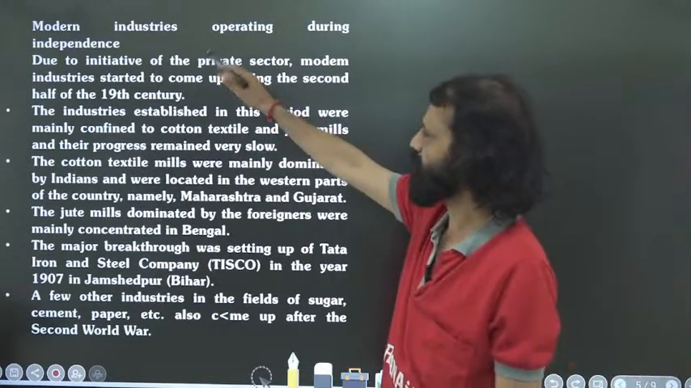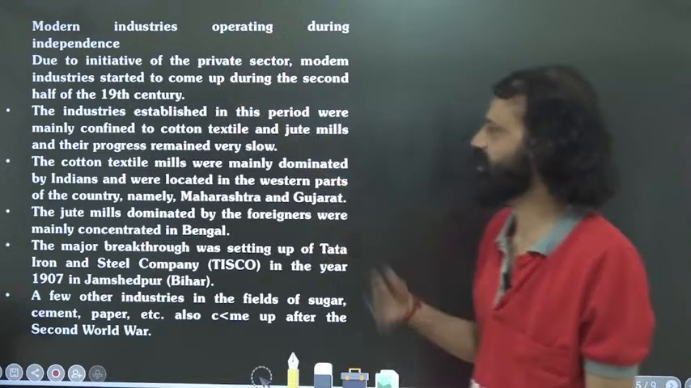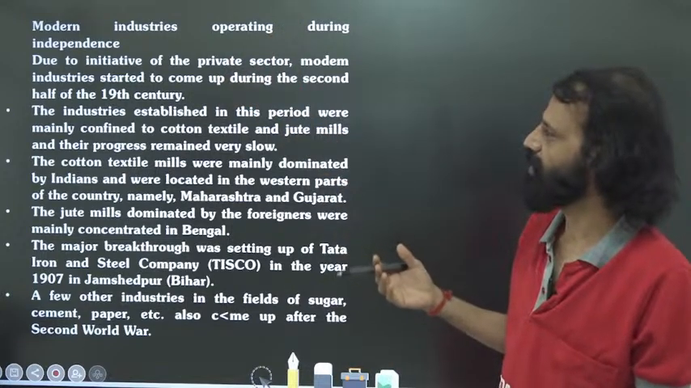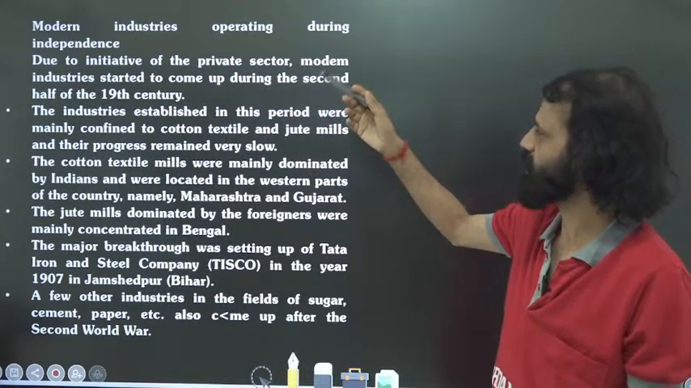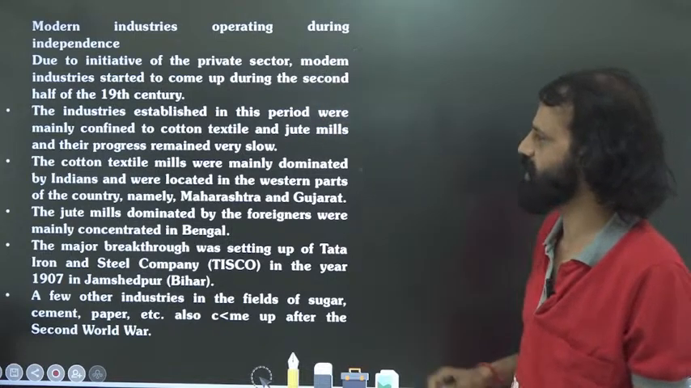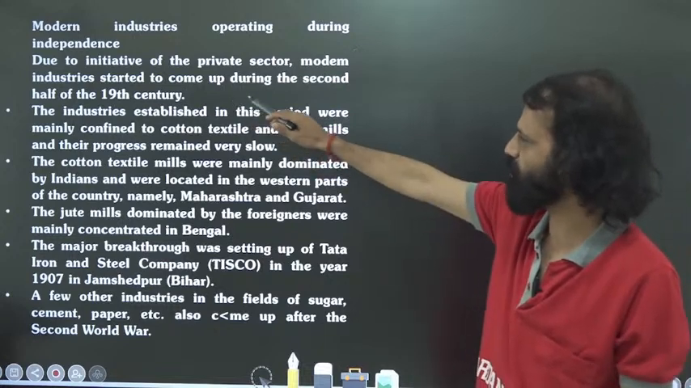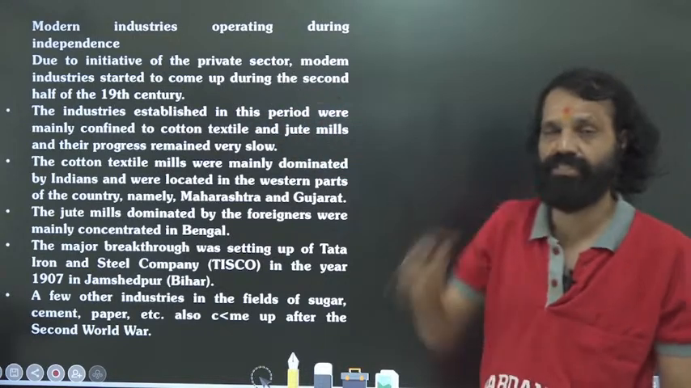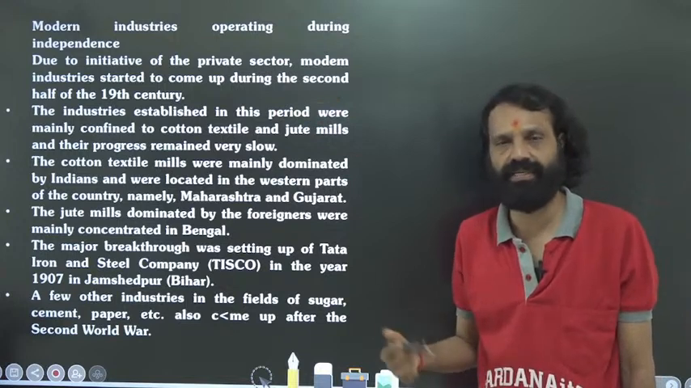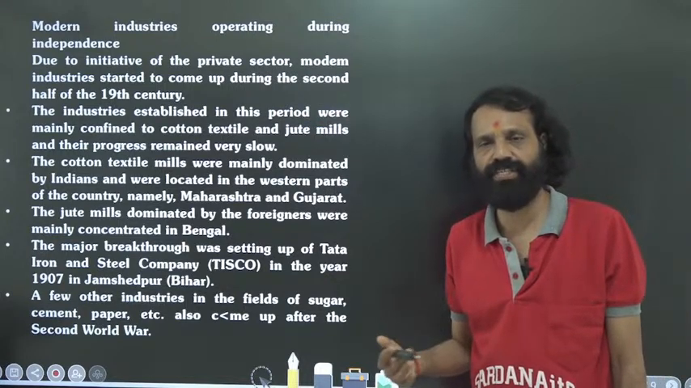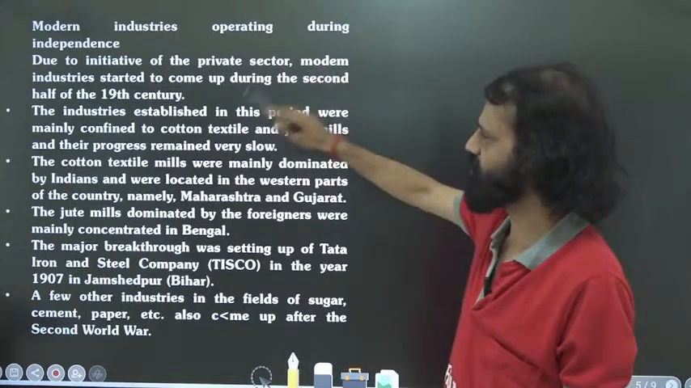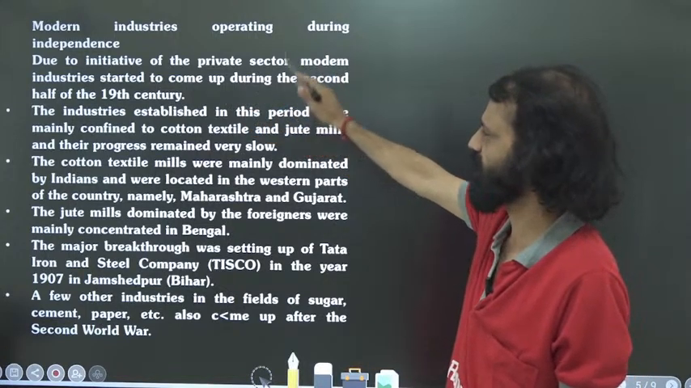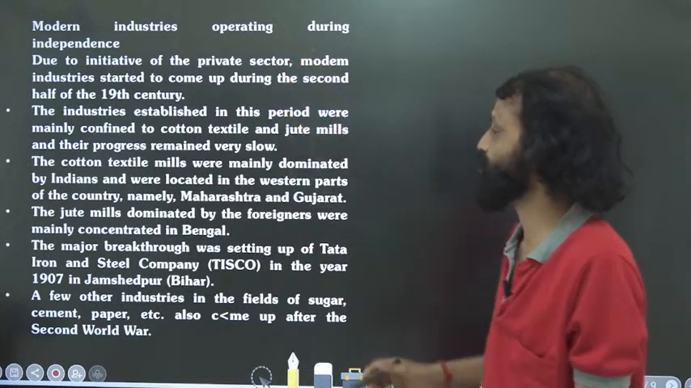Modern industries operating during independence. We can see what the modern industries were. What were the modern industries operating during independence? Due to the initiative of the private sector, new industries slowly started in India at that time. Modern industries started to come up during the second half of the 19th century.